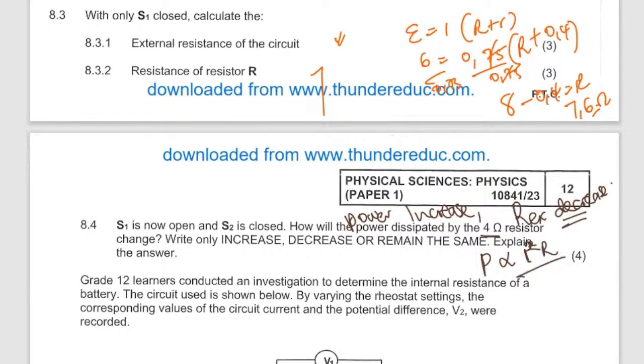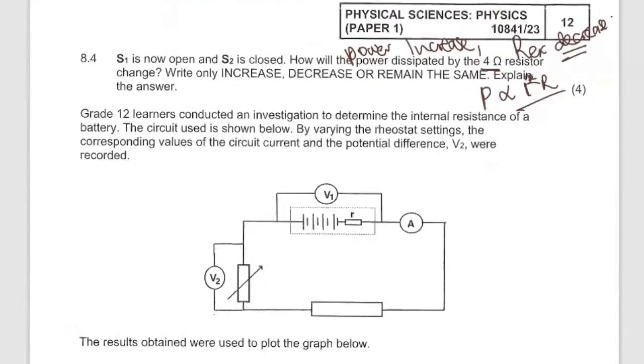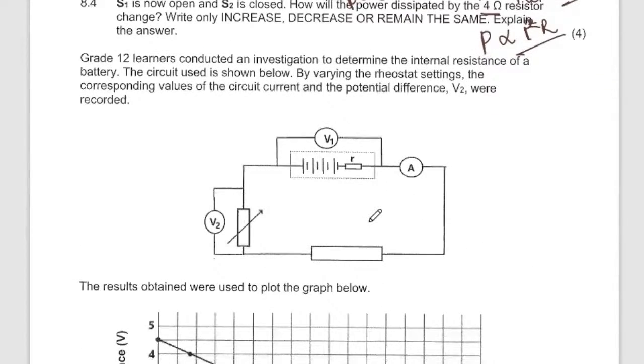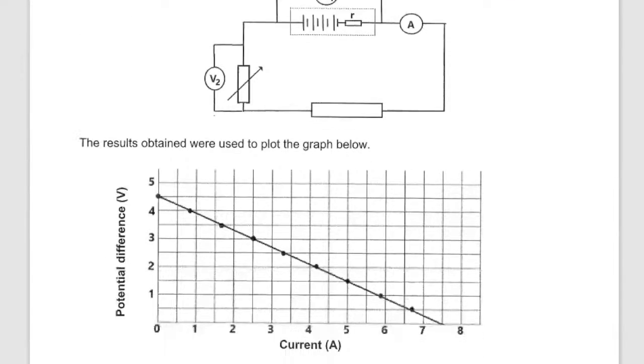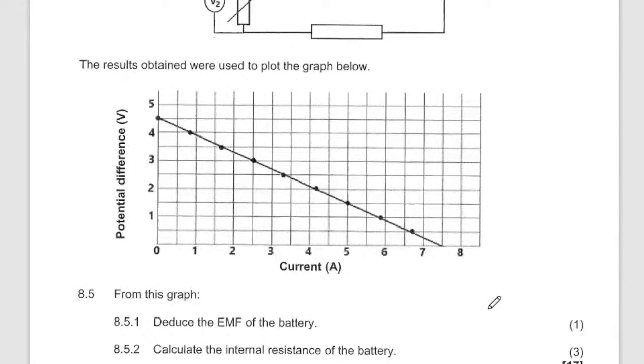Okay. Then 8. They are telling us that learners conducted an investigation to determine the internal resistance of a battery, the circuit below. And then a graph was plotted. From the graph, can we deduce the EMF? So EMF is basically where the graph normally starts, as long as it is potential difference against the current. So this graph is starting from 4.5. So the y-intercept, that is the EMF. Then calculate the internal resistance. So internal resistance will always be the gradient of this graph.